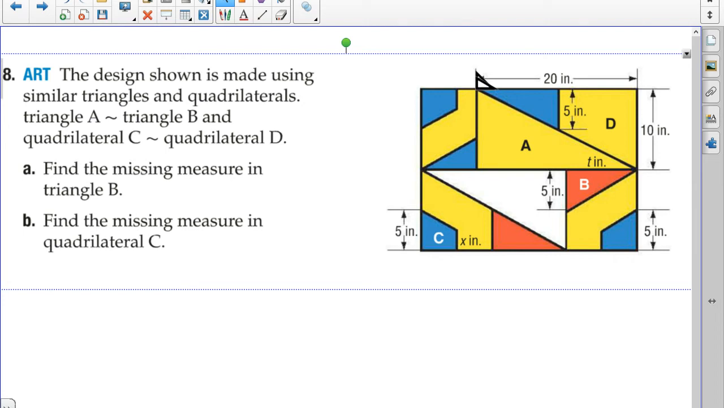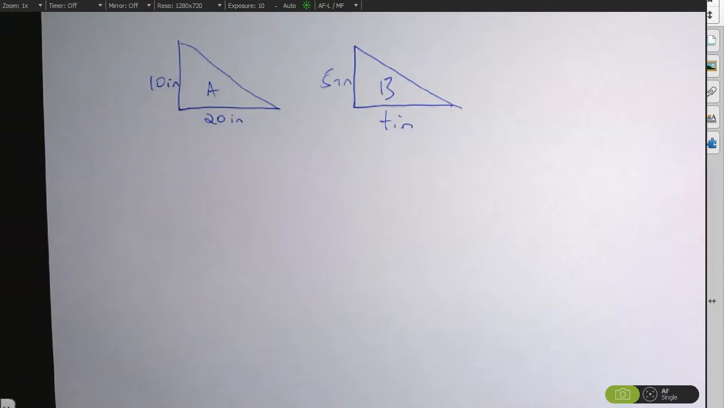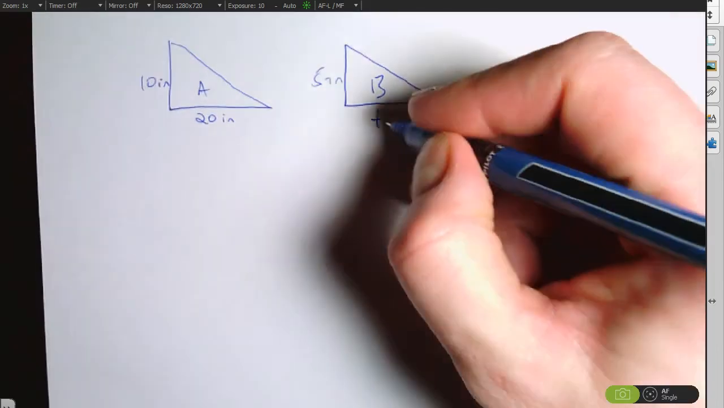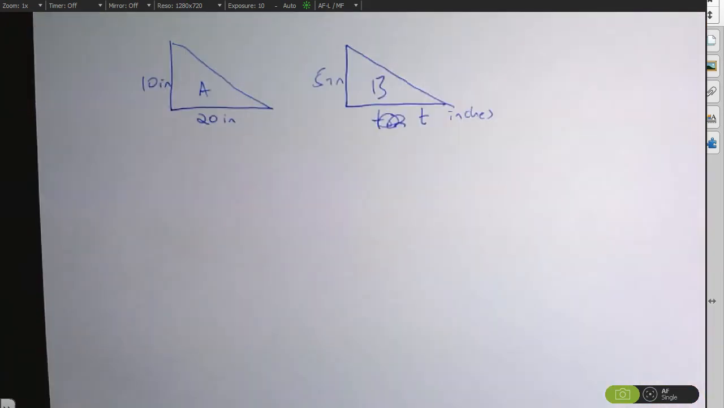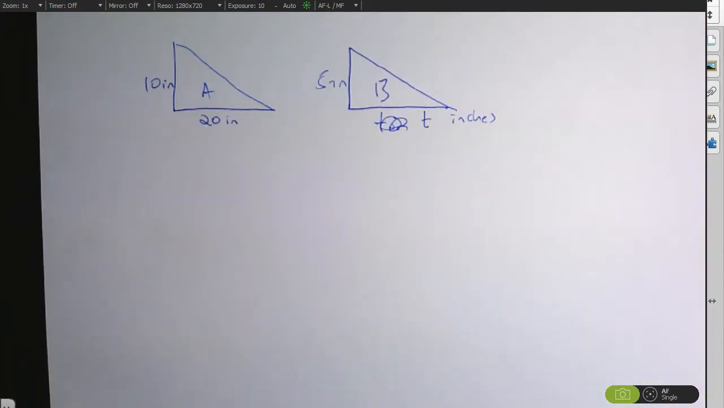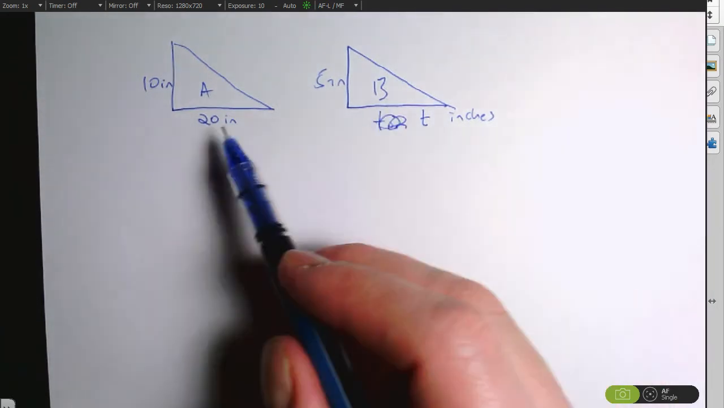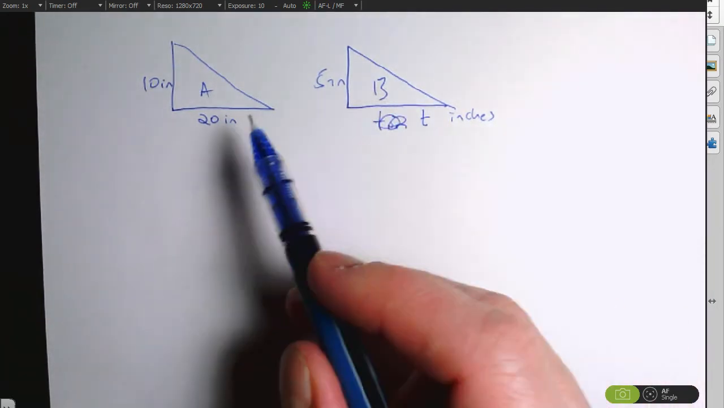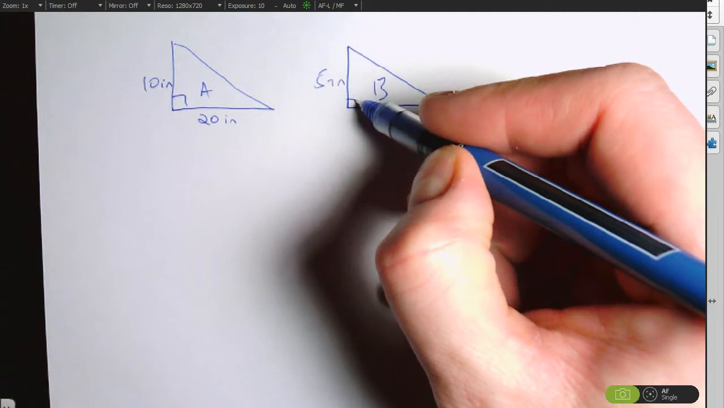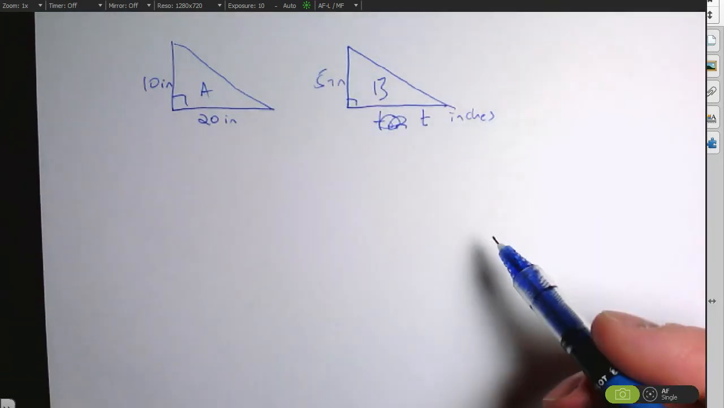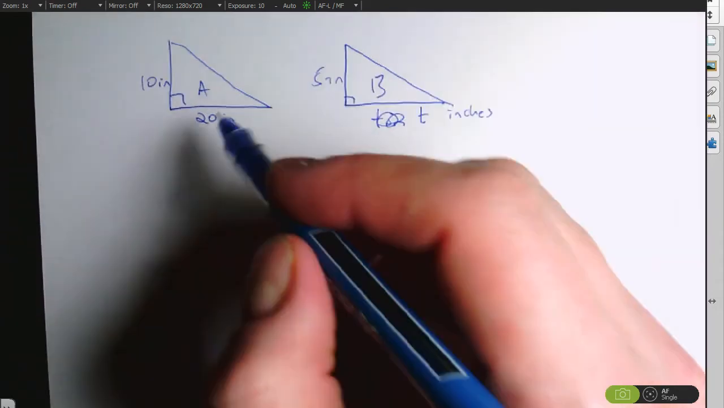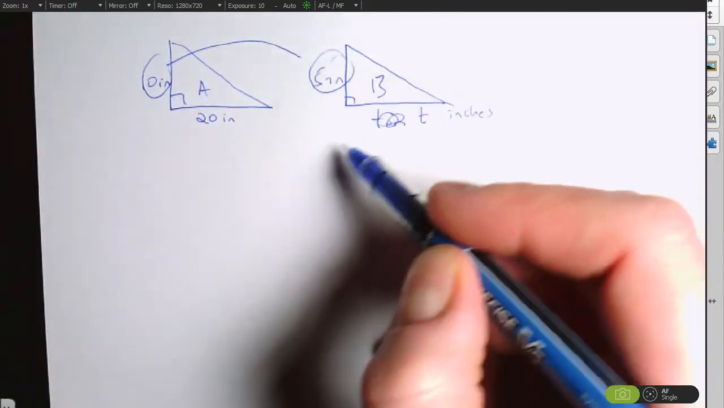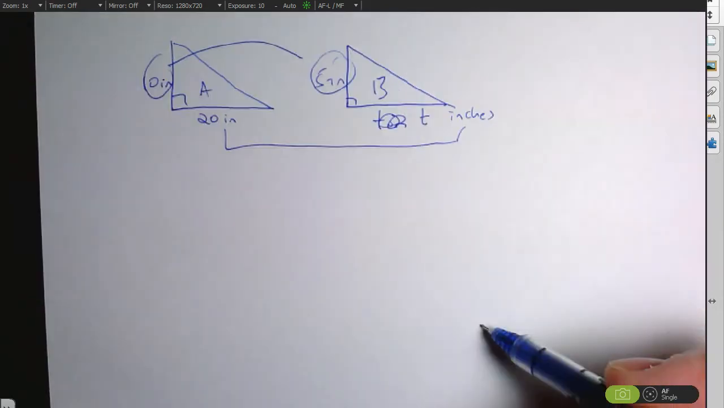So that's what I'm looking for in the drawing. I know it looks like it says 10, but it's t inches. And I'll give a spacer so it doesn't look like it's saying tinches. I know this isn't how it's drawn originally, but this is really how it's set up. If I put the right angle in the bottom left-hand corner, that's the setup. So 10, 20, 5, t. That means that 10 corresponds to 5 and 20 corresponds to t.